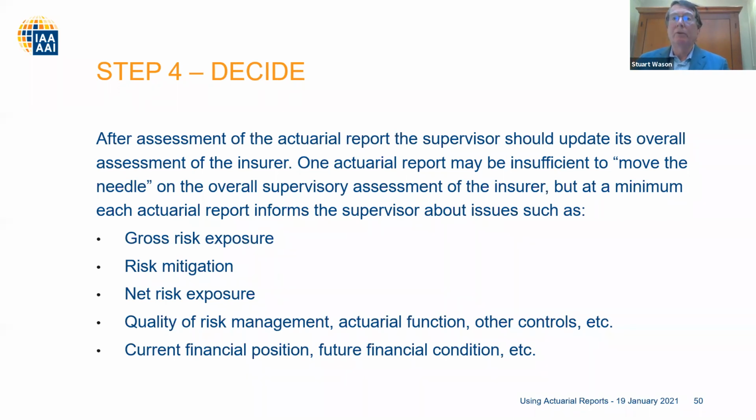Step 4. Now that we've identified the risks, and we've clarified those, we've made an assessment of the work that we're seeing from the actuarial report, both the risks of the company, but also the performance of the actuary. So once we've done that, one report, it's true, may not move the needle, as we say, on your overall supervisory assessment of the insurer, but at a minimum, we need to update our supervisory risk assessment of the company, both its risk exposures, risk mitigation techniques, but also we need to update our views on the quality of the risk management, the actuarial function of the insurer. Next slide.